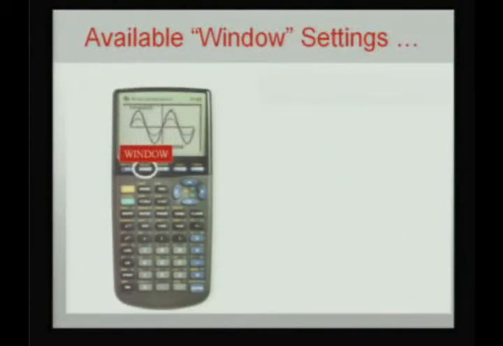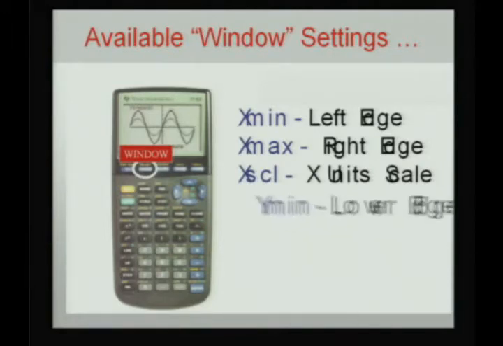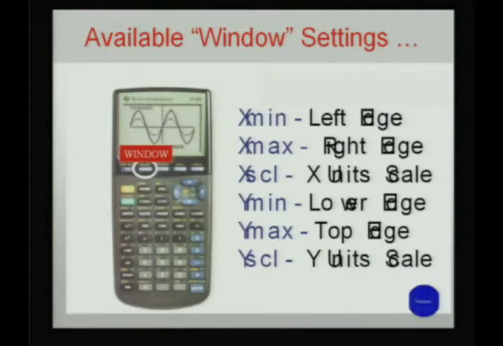So, what are some useful window settings? Well, the X-min is going to set the left margin. The X-max is going to set the right margin. The Y-max is going to set the top, and the Y-min the bottom, and then the X-scale and the Y-scale set the tick marks. Okay?